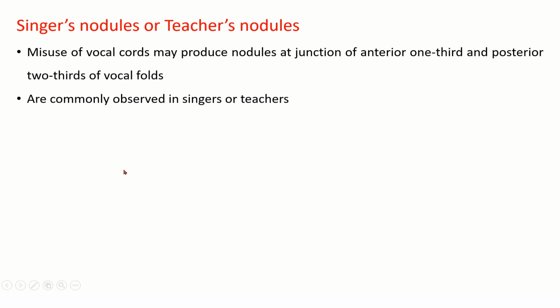Singer's nodules or teacher's nodules. Misuse of the vocal cords may produce nodules at the junction of the anterior one-third and posterior two-thirds of the vocal folds. These are commonly observed in singers or teachers.